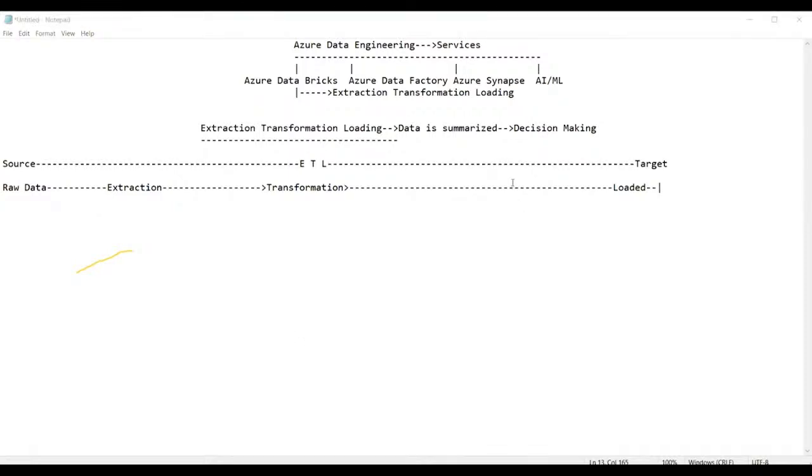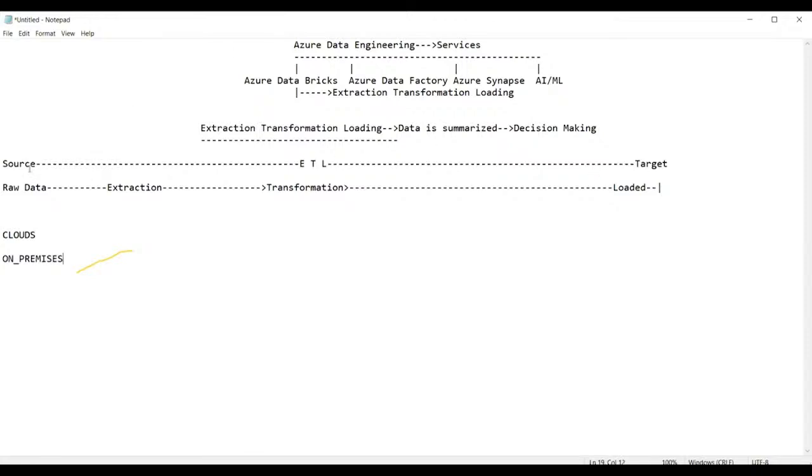Okay, so before we see some examples of how this process takes place, let us try to understand a few more things here, then we'll come back to this. Let us first understand what a cloud is and what on-premises is. Then we'll come back to this.